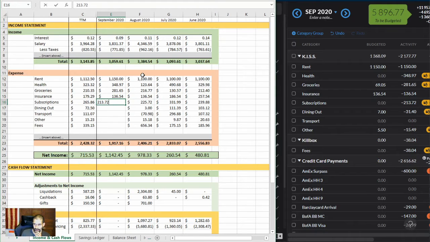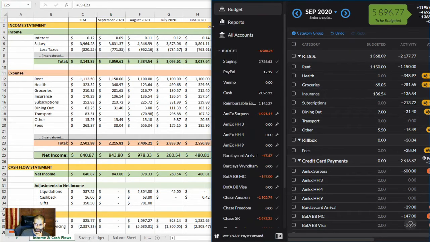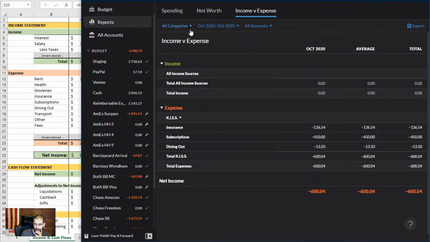$213.72. I can't really write when people are watching. $15.49. Fees. $38.04. Nice. All right, so net income $843. I'm going to go over to the reports.